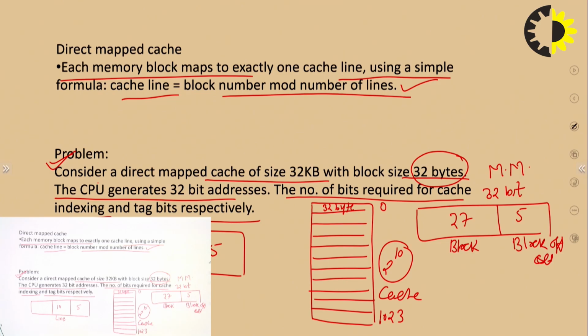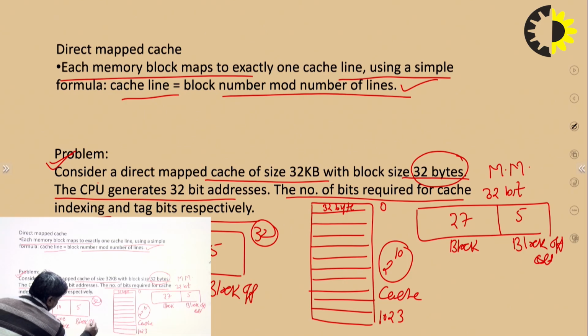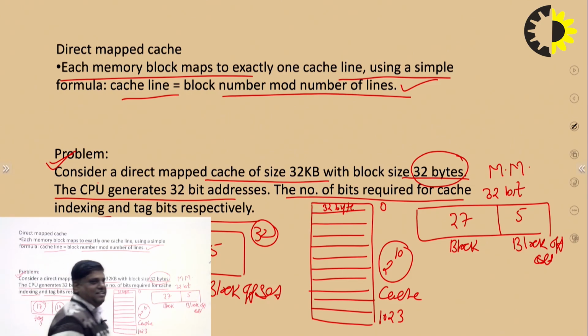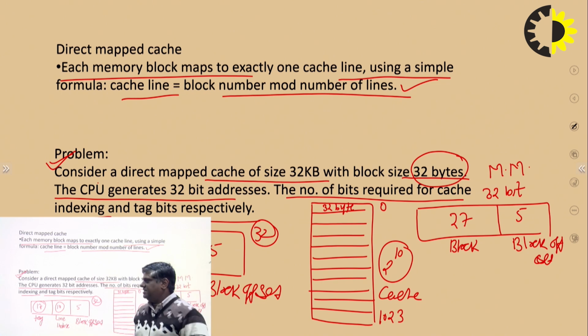Now, how many bits are remaining? The total size is 32 bits, so the remaining is 17. Now this is known as the tag bits, that is the index bits, and that is known as the block offset. That is very simple. How many index bits? Index bits are 10. What is the tag bit? Tag bits are 17. So that is a very simple question asked in the university examination.